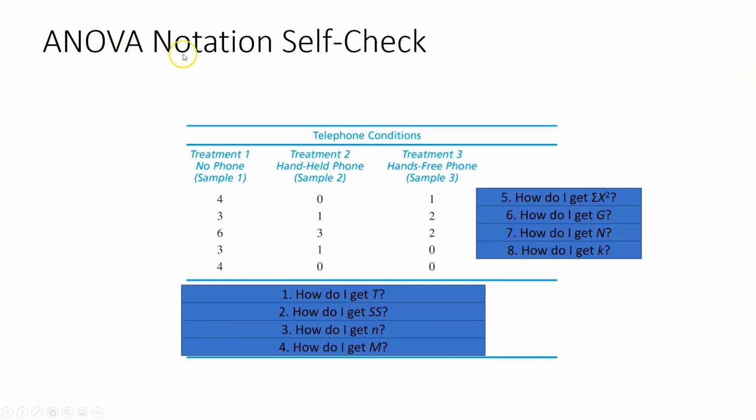Now, let's do a self-check. I'm going to ask you, how do you get each one of these kinds of things? And I want you to compute it. So pause your video after I ask you one of these questions, and then we'll answer it together, and you can test your knowledge. So first, how do I get T?